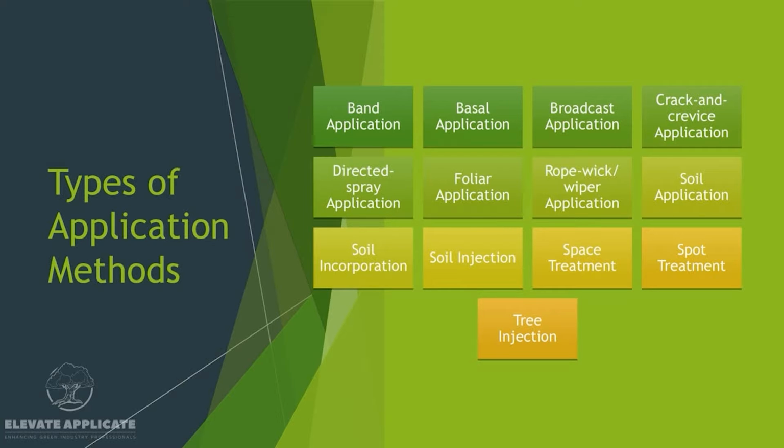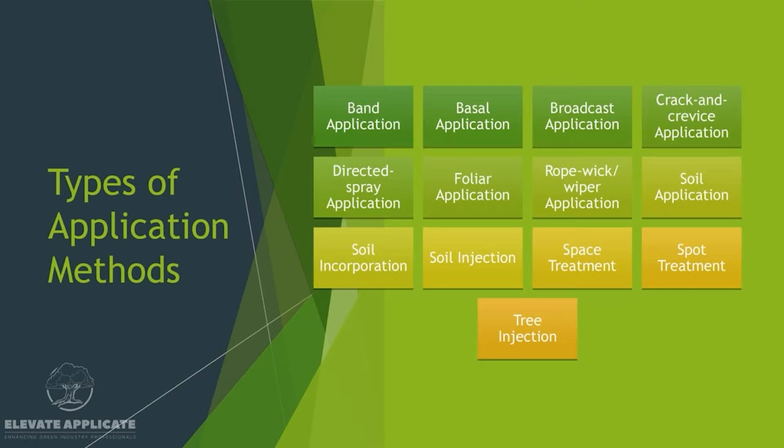Soil injection, similar to a soil application, but you're using a special tool that injects into the ground. It's typically a probe that drives into the ground 6 to 10 inches, and the spike has 4 little nozzles, and when you pull the trigger, it shoots out at high pressures out of the 4-way nozzle, decompacts the soil, and spreads out the fertilizer or insecticide or fungicide that you're trying to get into the ground. There's also the space treatment. You're treating a large space, large area.